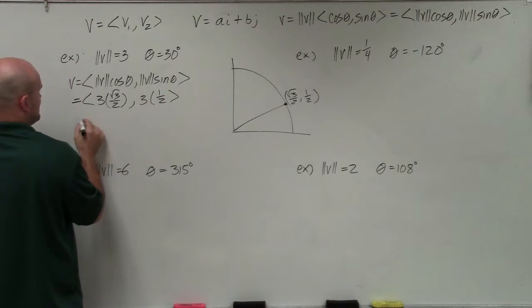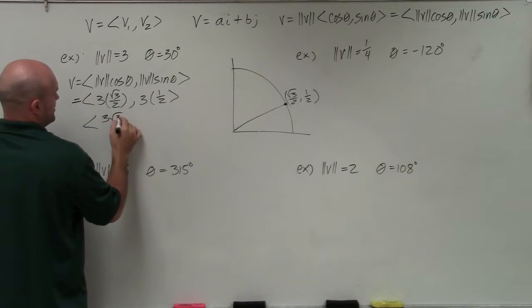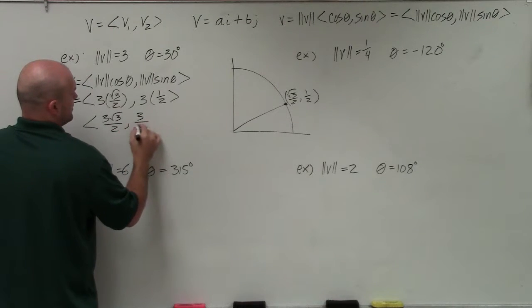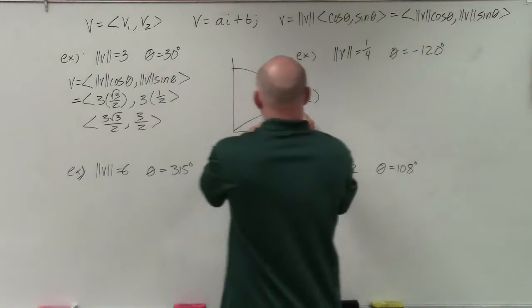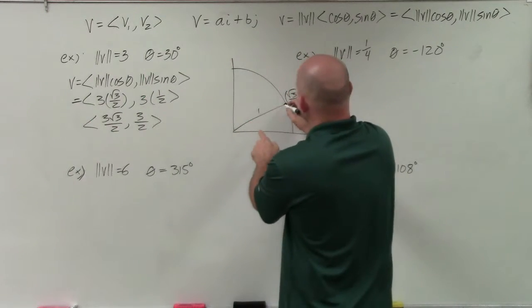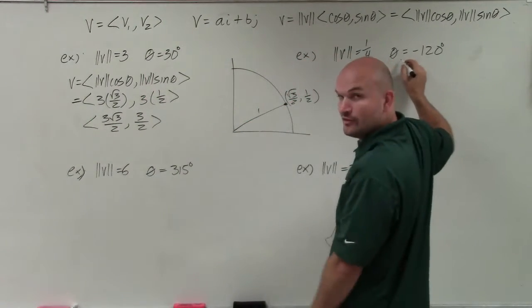Now, we just go ahead and simplify. And I have 3 square root of 3 over 2, comma, 3/2. Now, that vector is this exact same vector, but rather than having a magnitude of 1, this vector has a magnitude of 3. Okay?